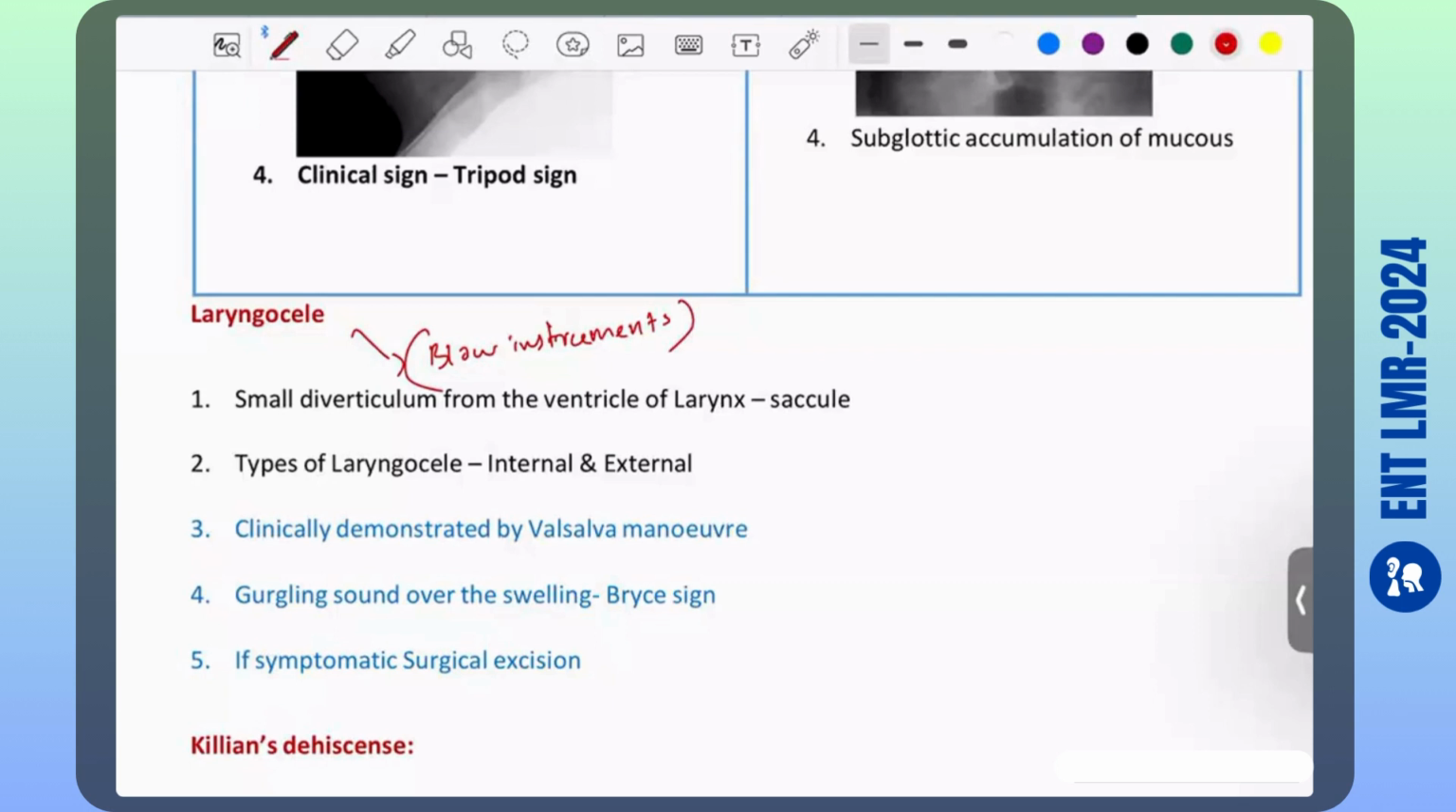A small diverticulum from the ventricle of the larynx is called the saccule. There is internal laryngocele and external laryngocele. It is clinically demonstrated by the Valsalva maneuver. If you hear a gurgling sound over the swelling, it is called Bryce sign positive. If symptomatic, do surgical excision. Laryngocele in a trumpet blower or any blow instrument user has been asked a lot of times. You do surgical excision only if symptomatic. They may ask about the Valsalva maneuver and the Bryce sign.